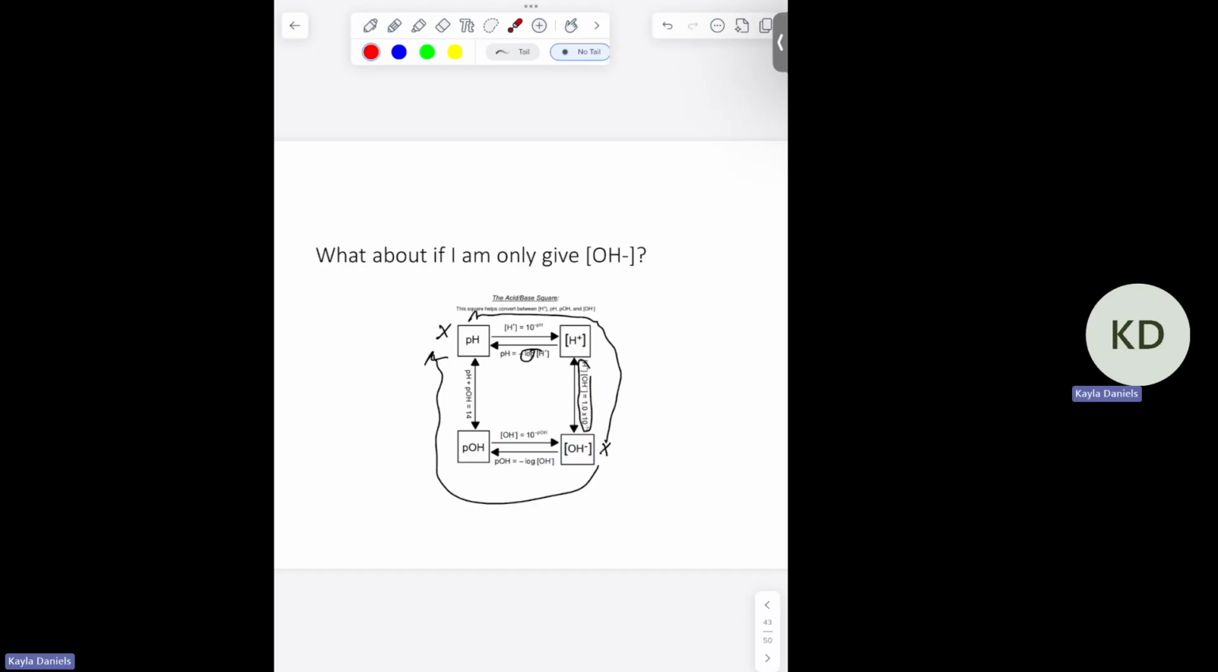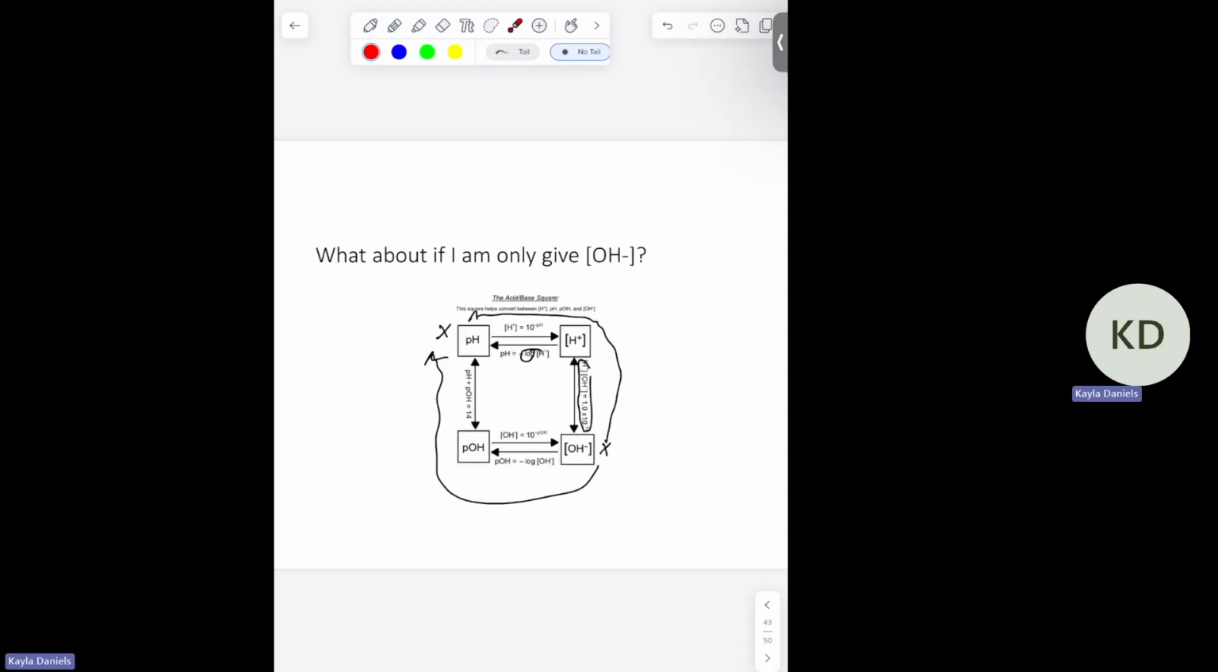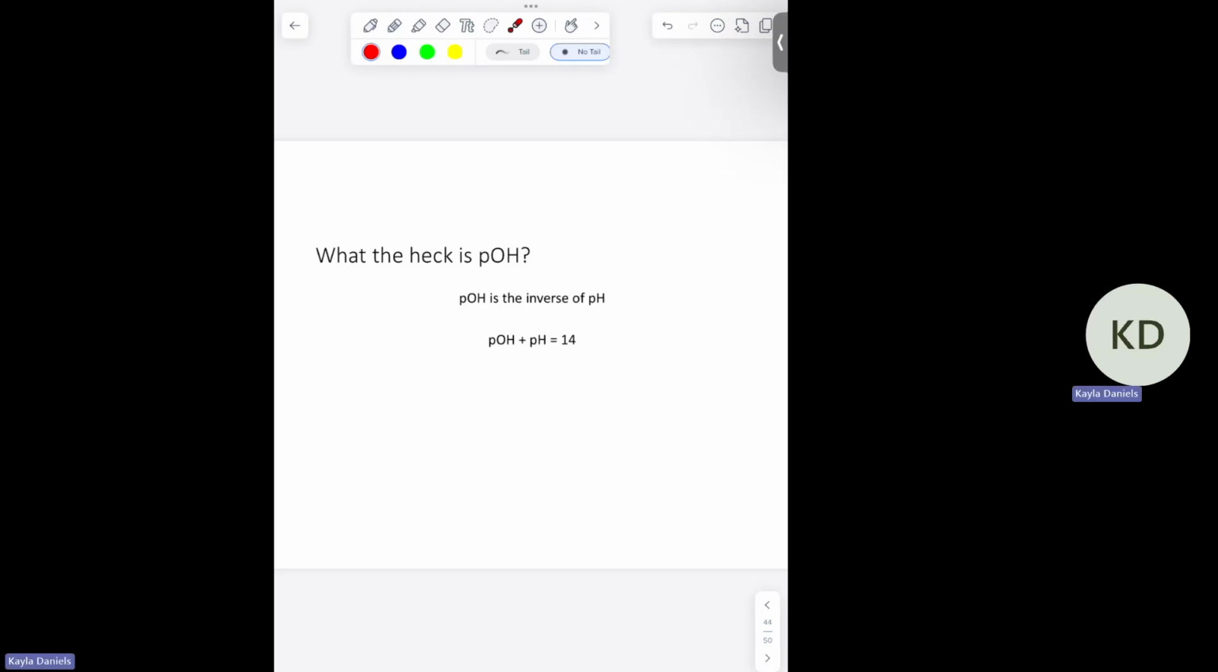pOH is the inverse or the opposite of pH. So you can actually find a pOH value using that same formula, negative log of OH. That's going to give you a pOH value. pOH and pH are opposites, and so they have to equal 14. Okay, so pOH plus pH equals 14.